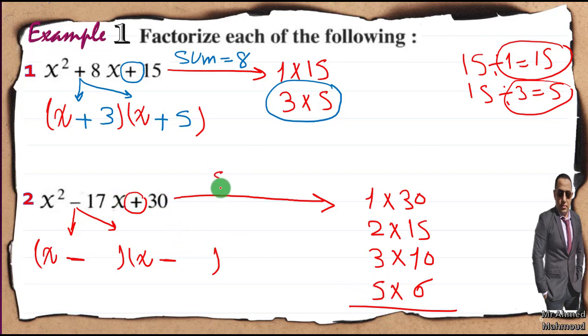I need the sum to equal 17. Why the sum? Because I have a plus here and I have 17 here. The sum equals 17, so it's 15 and 2. Okay, so I'm going to write 2 here and 15 here.